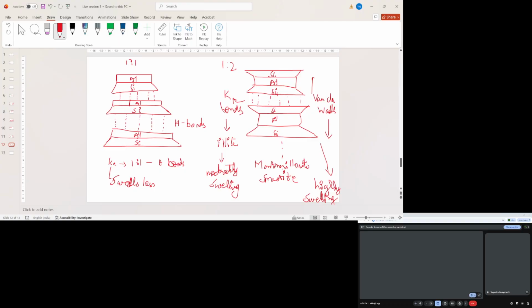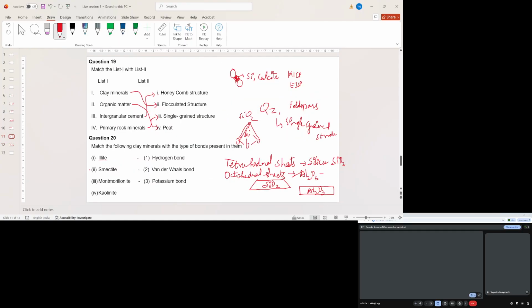All right. So coming back to this question, illite is potassium bond, smectite and montmorillonite are van der Waals forces, and kaolinite is hydrogen bond. All right. I hope this is clear.